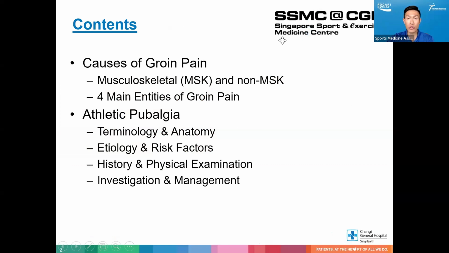I'm going to go through some of the other differentials for groin pain, what groin pain can be and cannot be, and what other things besides the musculoskeletal (MSK) system can be involved when we talk about pain in that region. Then I'll talk more about sports hernia or athletic pubalgia: terminology, anatomy, and all the way down to the investigations and management.